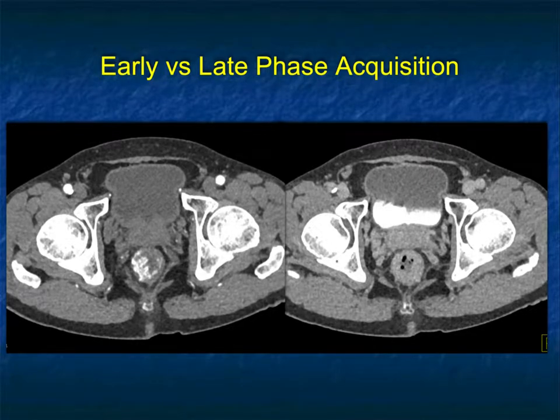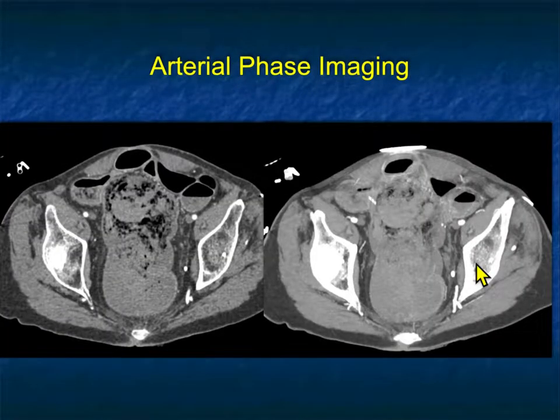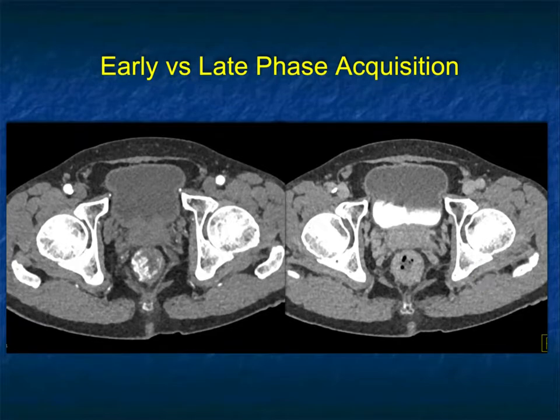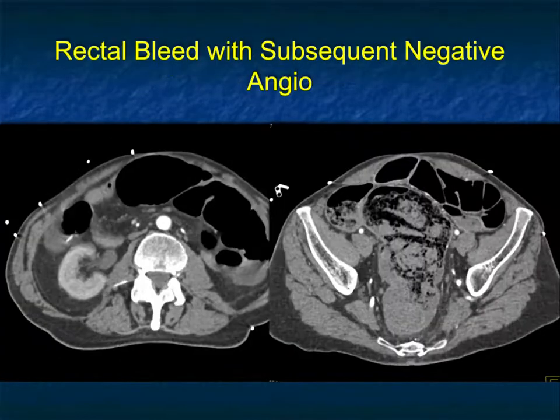One of the things to recognize about processes that involve the rectum, if you wait too long, you're not going to see them. Here, early phase imaging shows you the vessels and the varices really nicely. On late phase imaging, you see contrast in the bladder. It's about 4 to 5 minutes later. The rectum looks thickened, but there's no sign of those varices and there's no sign of bleeding.